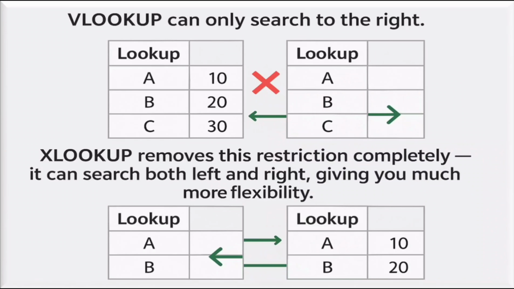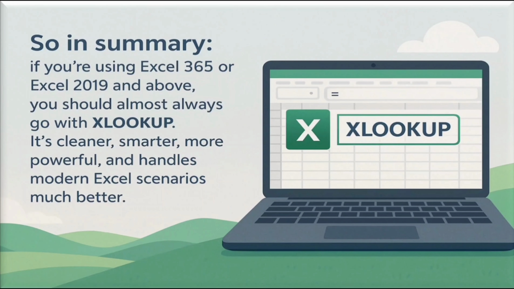Fifth, lookup direction. VLOOKUP can only search to the right. That means your lookup column must always be the first column of your table. Contrary to that, XLOOKUP removes this restriction completely. It can search both left and right, giving you much more flexibility. So in summary, if you are using Excel 365 or Excel 2019 and above, you should almost always go with XLOOKUP. It's cleaner, smarter, more powerful, and handles modern Excel scenarios much better.